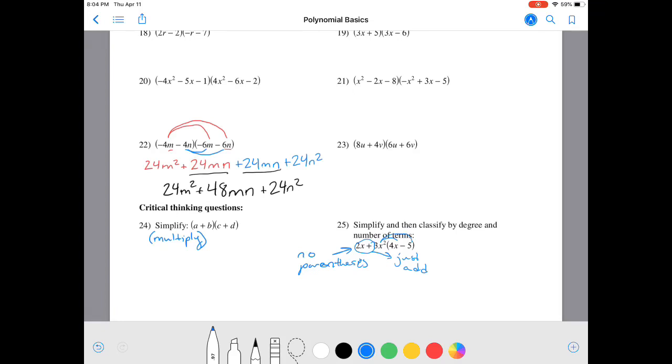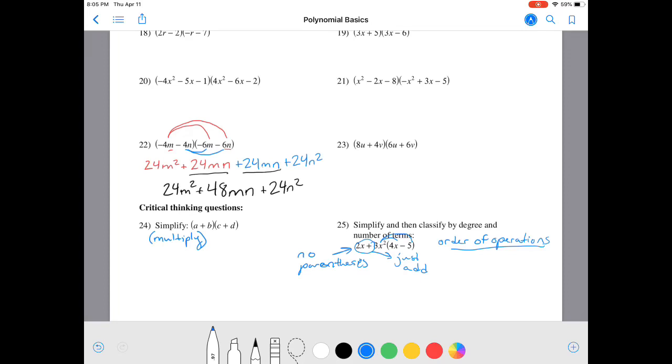When you're multiplying, you're going to be distributing that 3x squared to the 4x and the negative 5. Like I said, order of operations is very important in this problem, just like the lack of parentheses.